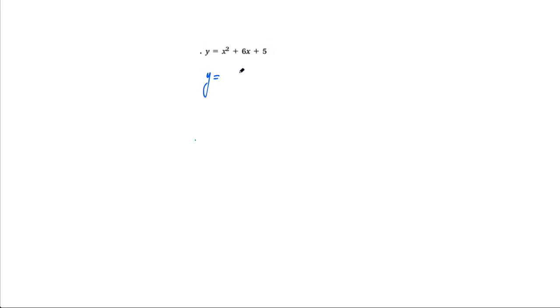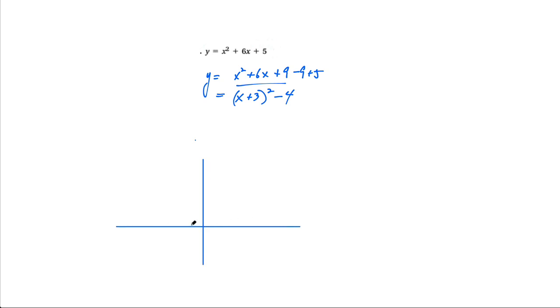Okay, so let's complete the square. You need a 9. So I'm going to add a 9, subtract a 9. That becomes (x + 3) squared. Okay, so that's located at (-3, -4).